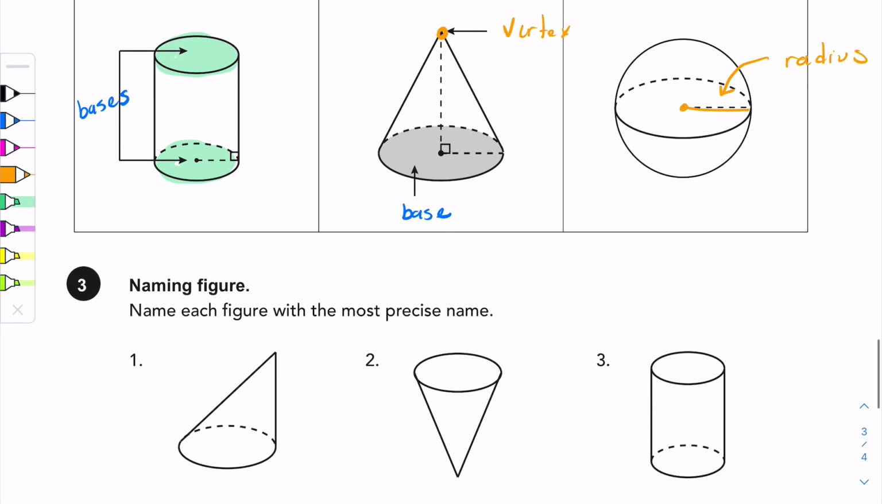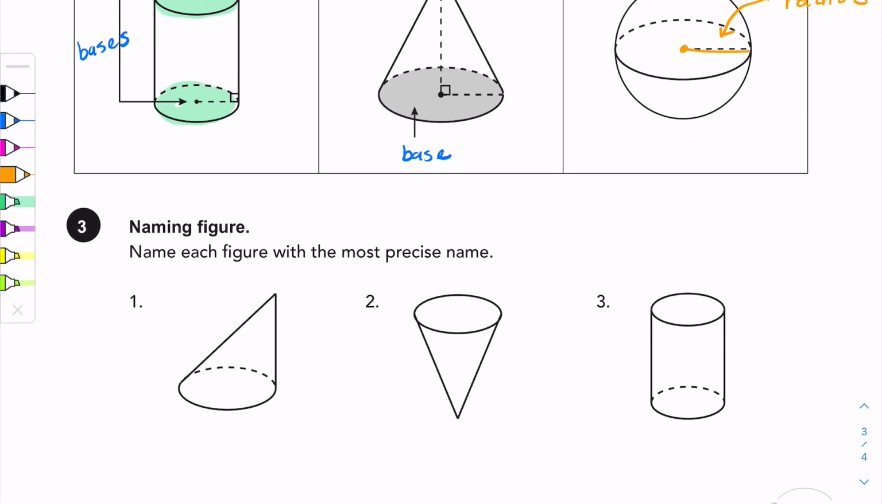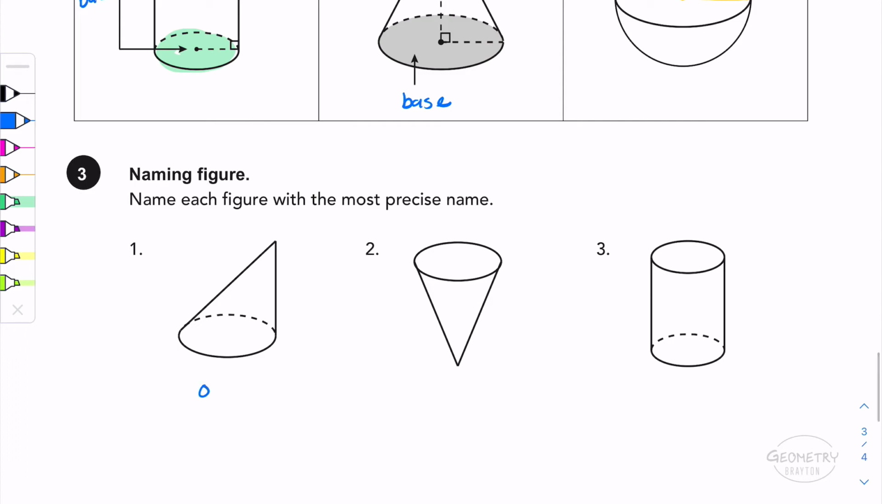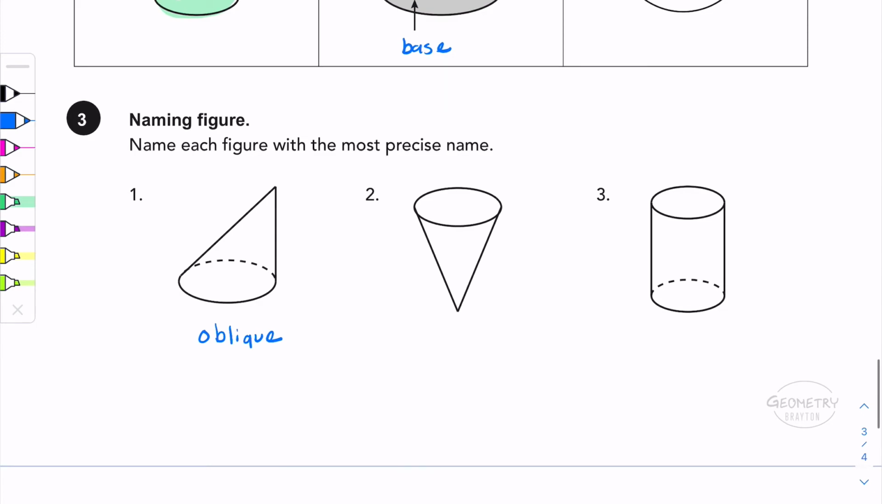Okay, moving down to name each figure. Now I threw a little curveball in here. Number one looks like a cone, but it's slanted to the side. So we're going to call this an oblique. We talked about oblique versus right figures. So an oblique cone. Number two, that's just a regular cone, a right cone, or just a cone. And number three is a cylinder.